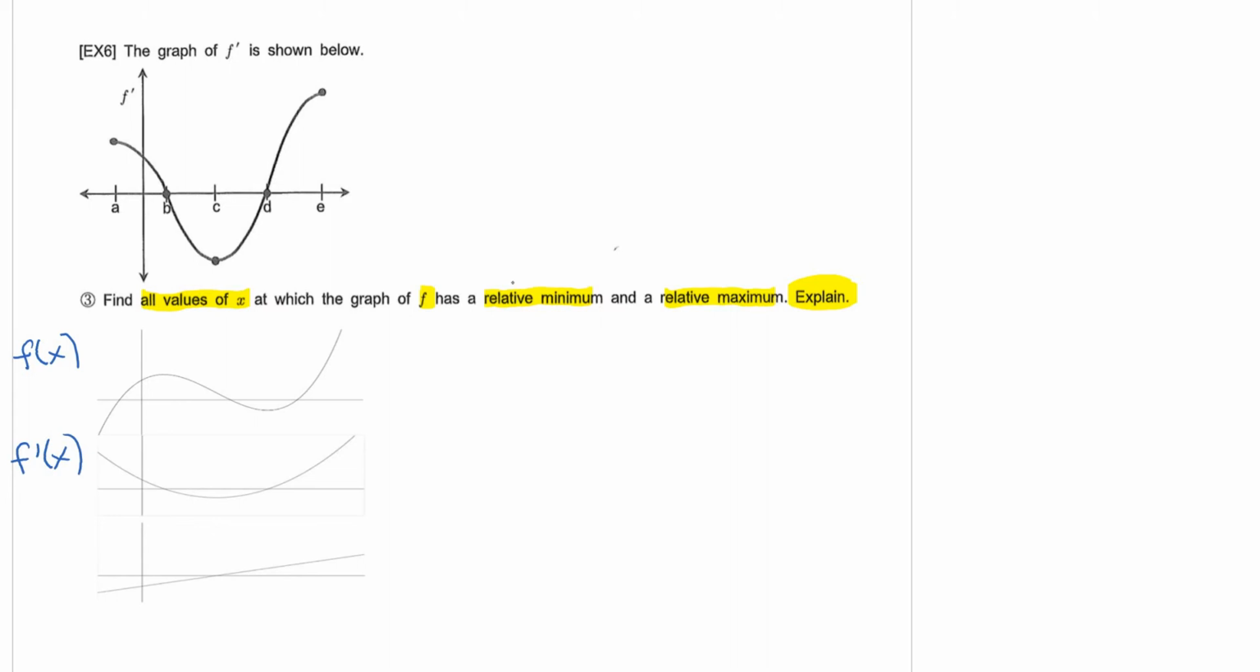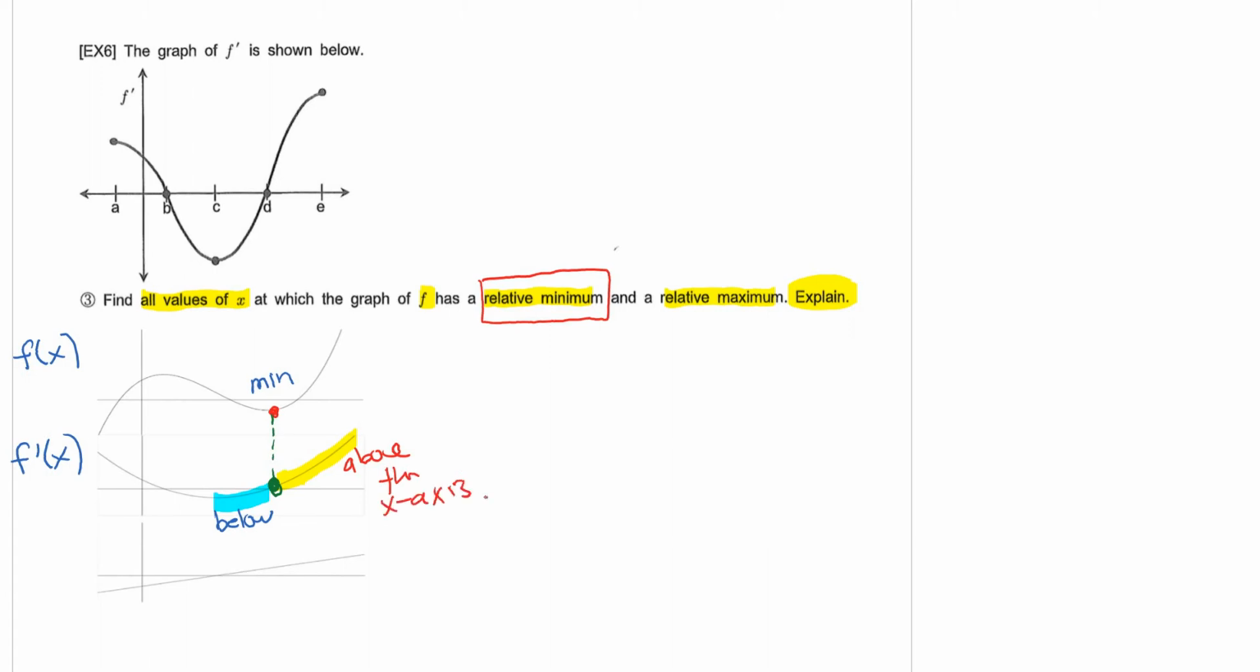And on your original graph, let's go ahead and find the relative minimum first. So over here, on my original graph, here's a relative minimum. And let me just label that as minimum, M-I-N. And ask yourself what's happening to the derivative graph. Well, I'm going from below the x-axis to above.